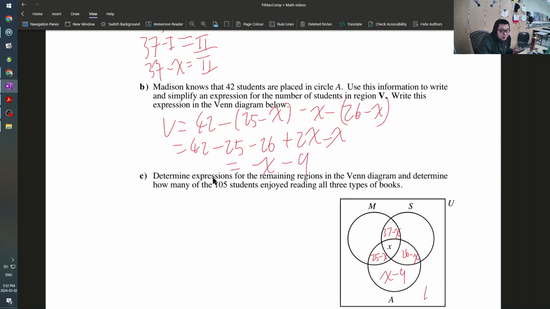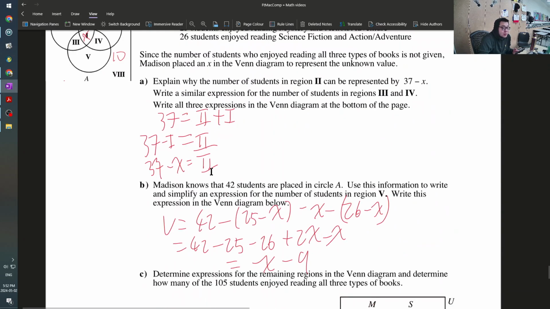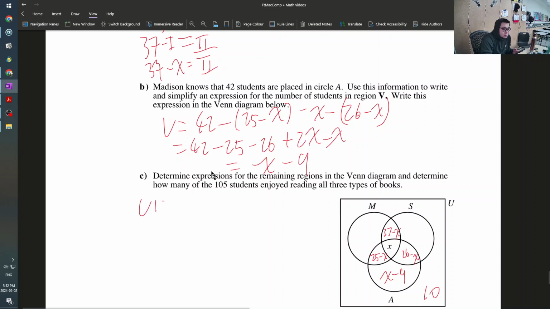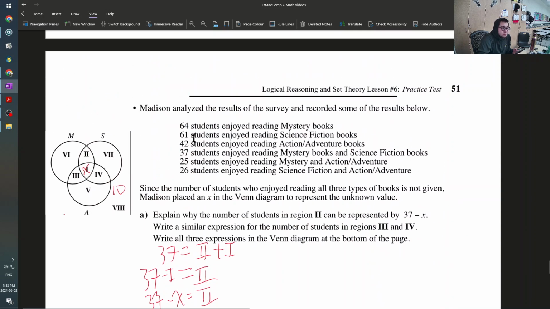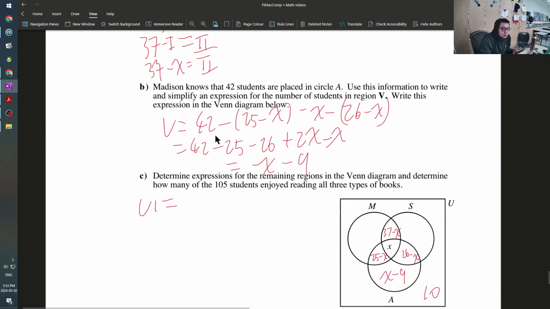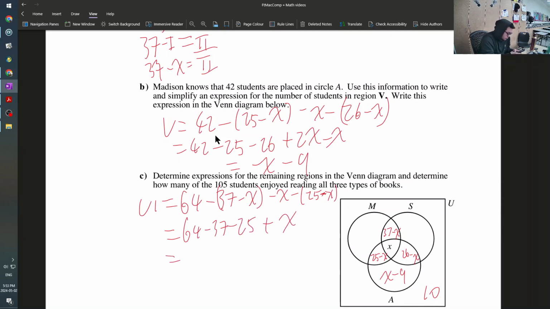Which is equal to 9. Don't forget the outside is 10. And what is region VI? M is equal to 64 minus (37 minus x) minus x minus (25 minus x), which is equal to 64 minus 37 minus 25 plus x, which is equal to x plus 2.